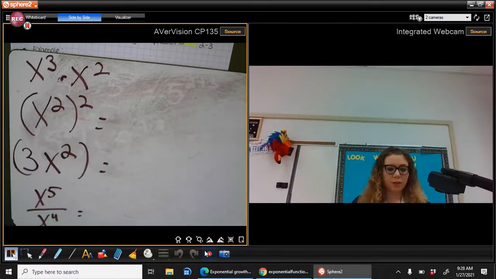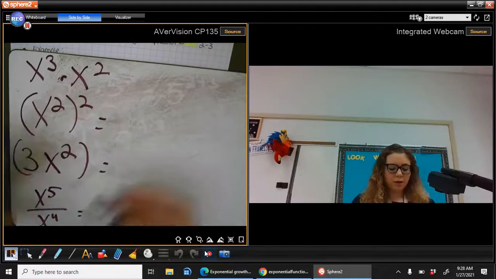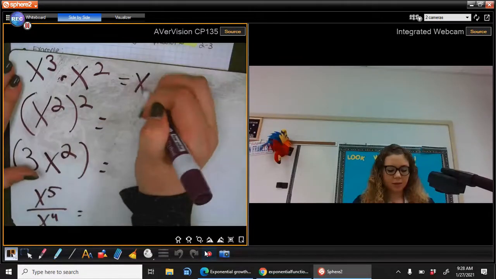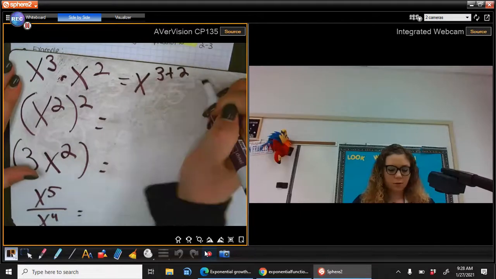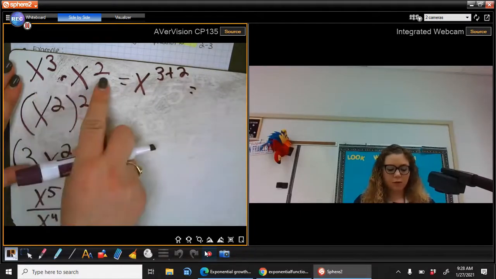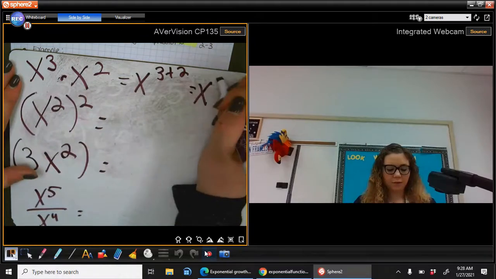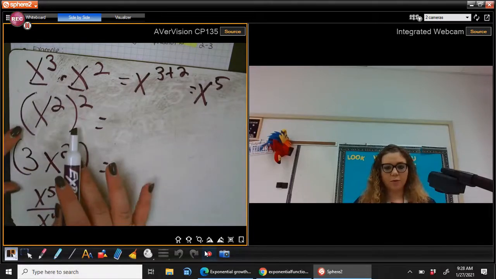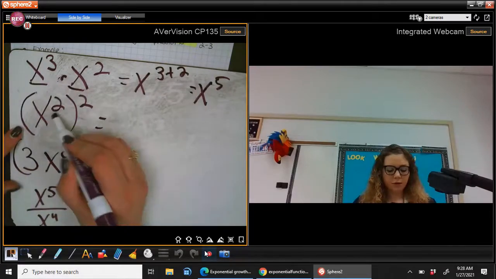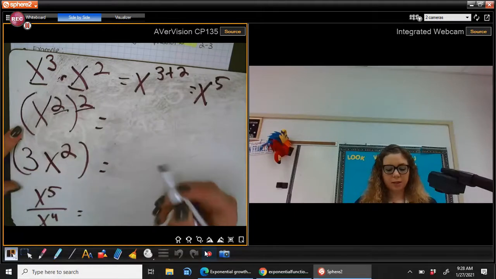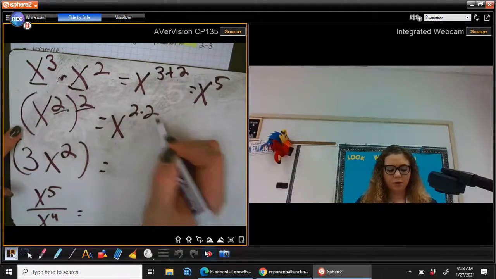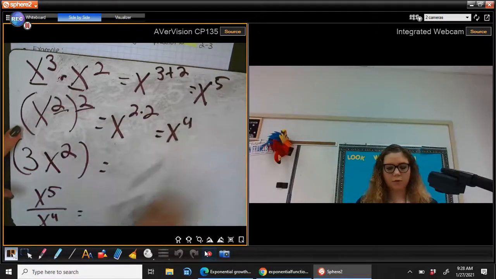So the first one, let's just review, is when the bases are the same and you're multiplying, I'm going to add my exponents. So 3 plus 2 is 5, so I have x to the 5th. Now I can only do that because my bases are the same. Okay, the next one is the power to power rule. I'm going to multiply my two exponents. So 2 times 2 is going to give me 4, so I have x to the 4th.